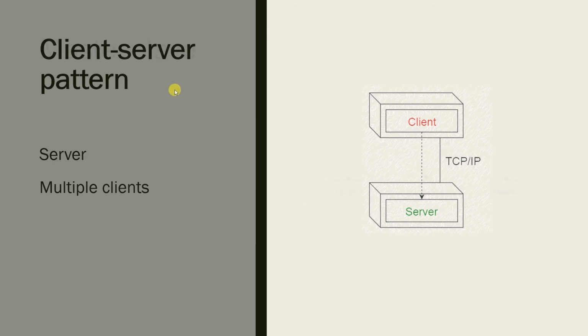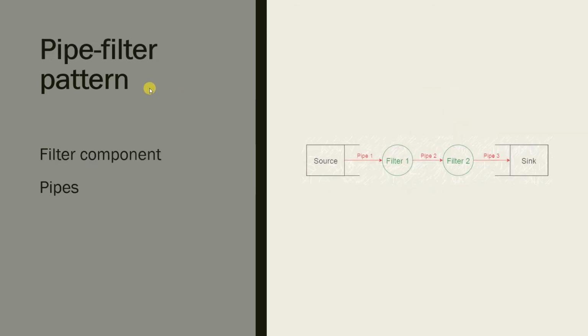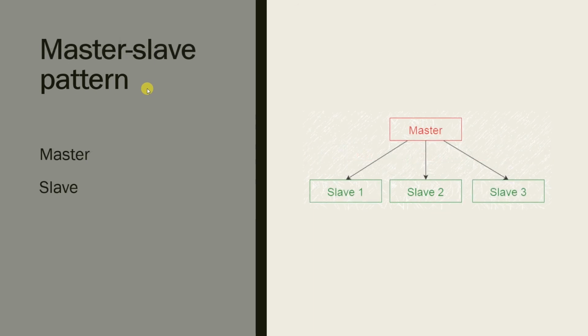And we have the master-slave pattern. This pattern consists of 2 parties, like the client-server pattern, but in this case they are the master and slaves. The master component distributes the work among identical slave components and computes a final result from the results which the slaves return.